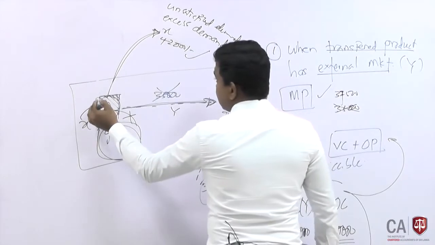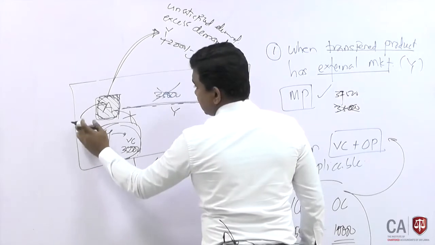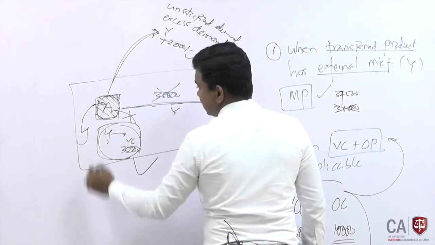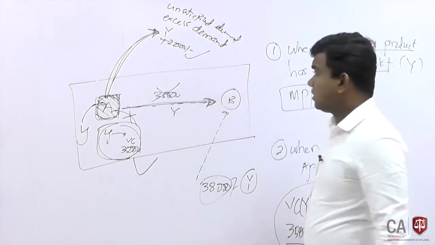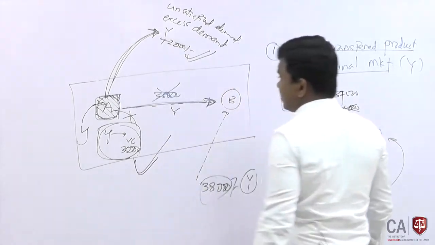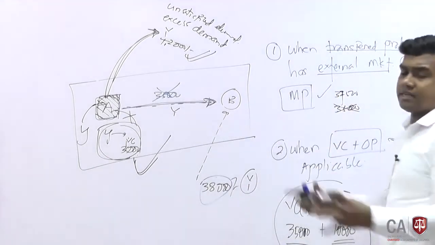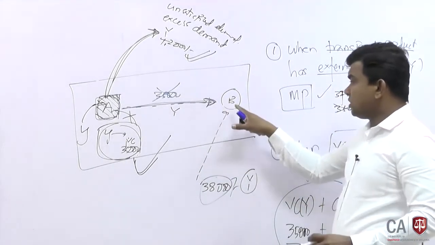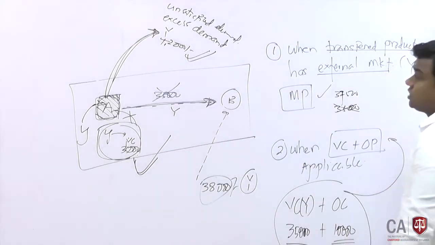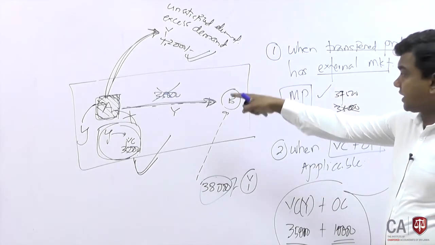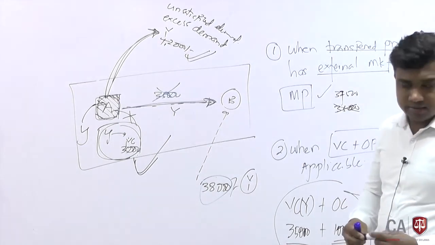Sometimes you may supply not X but Y directly to the external market. You are producing Y within full capacity, totally supplying to the external market because it has excess demand. Price is constant, variable cost is constant, and you are earning a contribution between these two. If you decided to supply Y to B, you will lose this contribution. Therefore, in such a situation, you have to supply this product at variable cost plus opportunity cost, right?